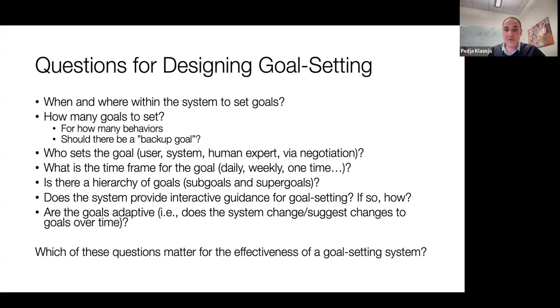So there's a whole bunch of questions that have to be answered if you're going to design a very specific instantiation of a goal setting interface, or for that matter, any other behavior change technique that you might want to implement, right? And the big question here is which of these questions actually matter, right? If we try to think of it in principled terms, some of these questions are probably more around just overall usability of the system, while others might actually impact the performance of the behavior change technique. And it's not clear that we currently have a principled way of thinking about which is which.